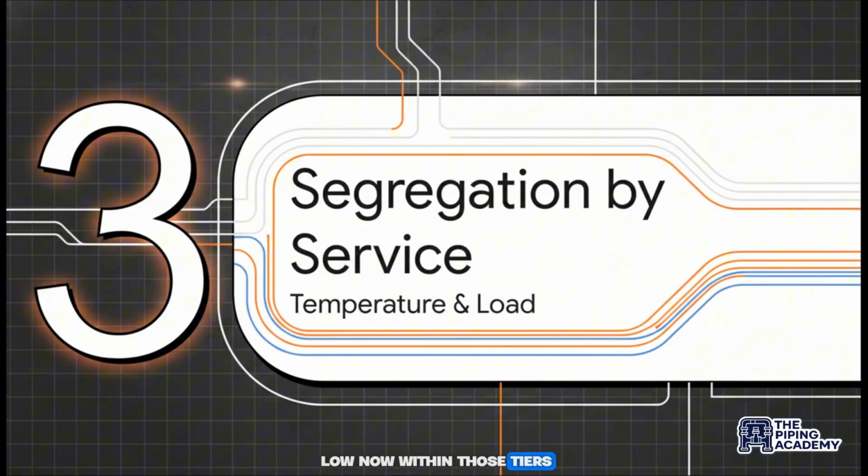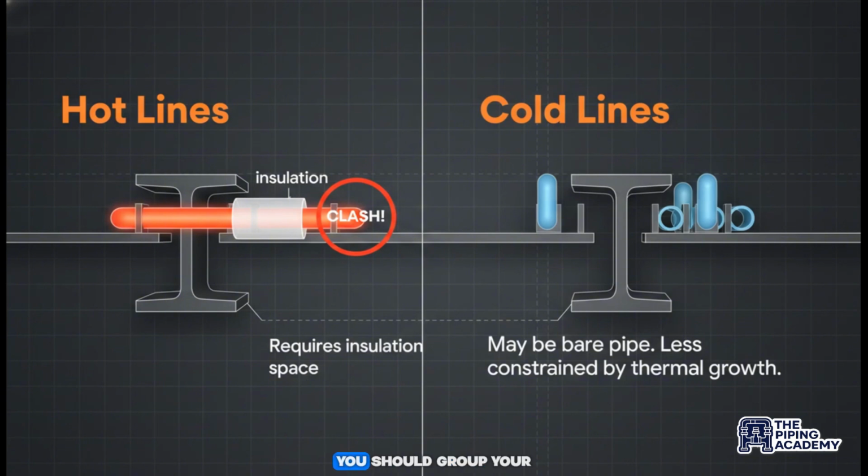Now, within those tiers, we also have to segregate lines based on their temperature and their service. This is all about horizontal organization. As a rule, you should group your hot lines together and your cold lines together. And this isn't for aesthetics, it's a practical necessity for insulation space.